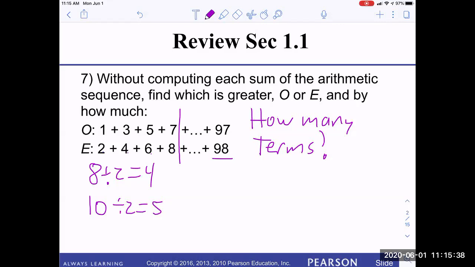I'm going to go to 98 divided by 2, which gives me 49 terms in that series or sequence. And so E must be greater by 49 because each term is 1 more than the term in O. So that was using some reasoning from the last section where I looked at a simpler case and then I looked for patterns.